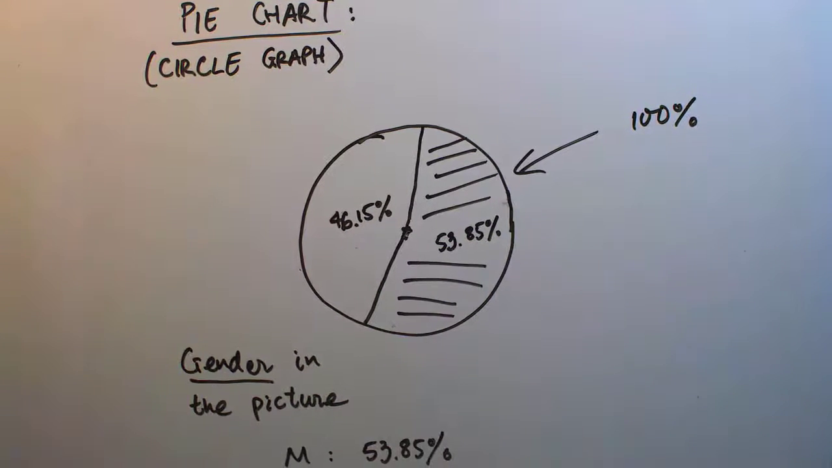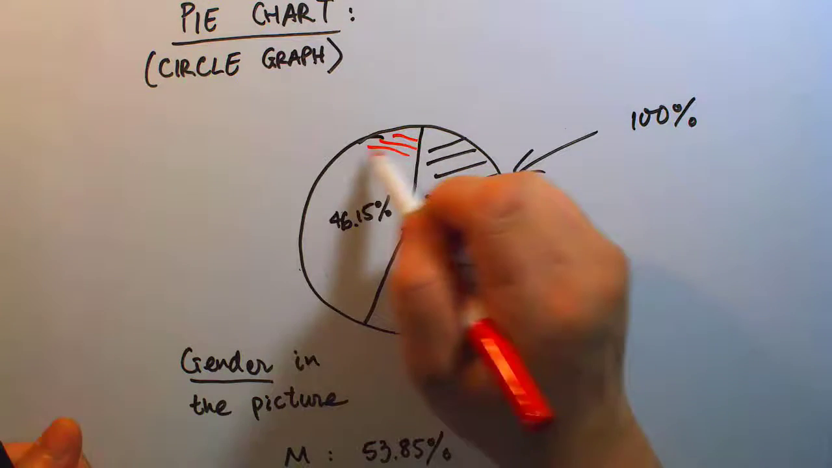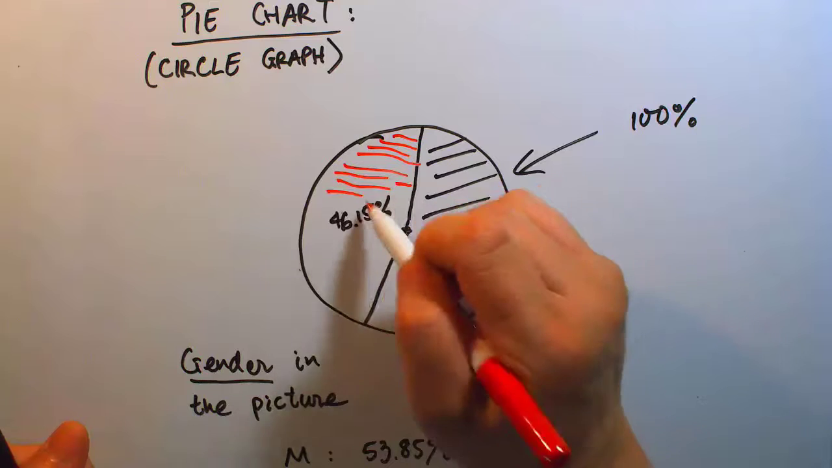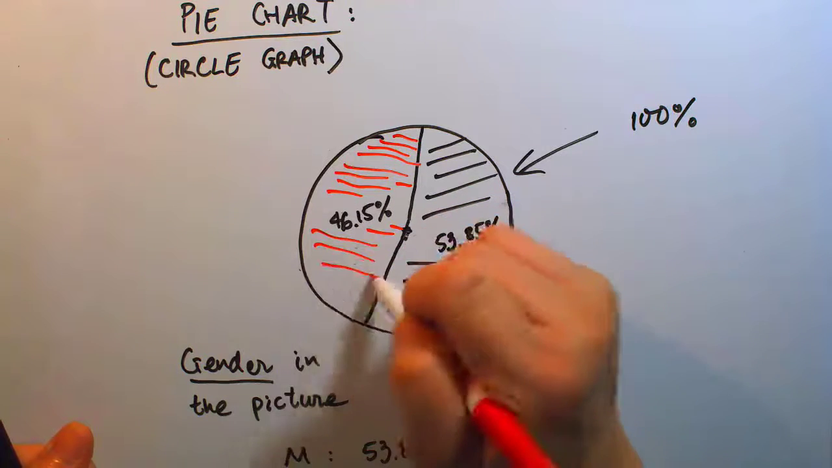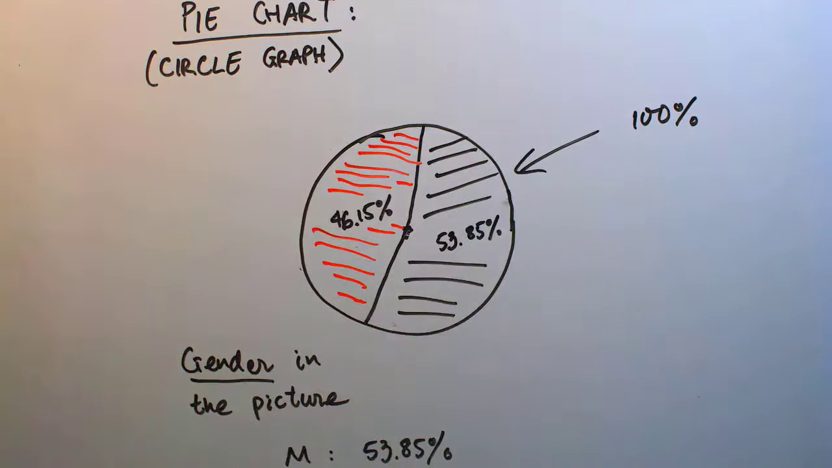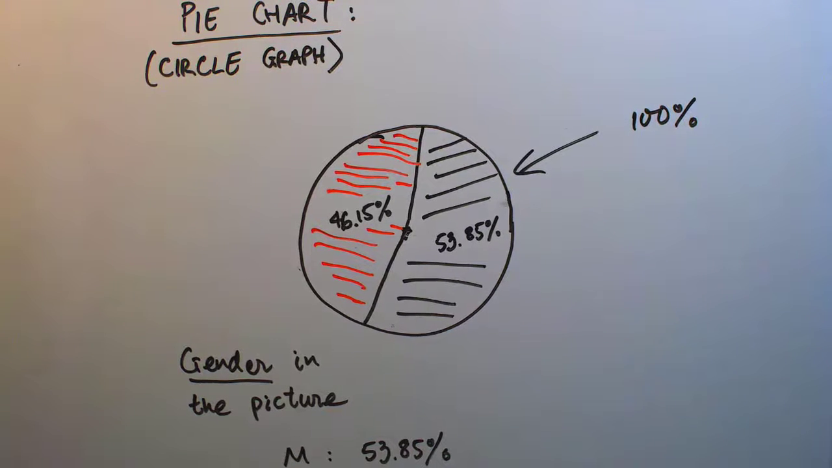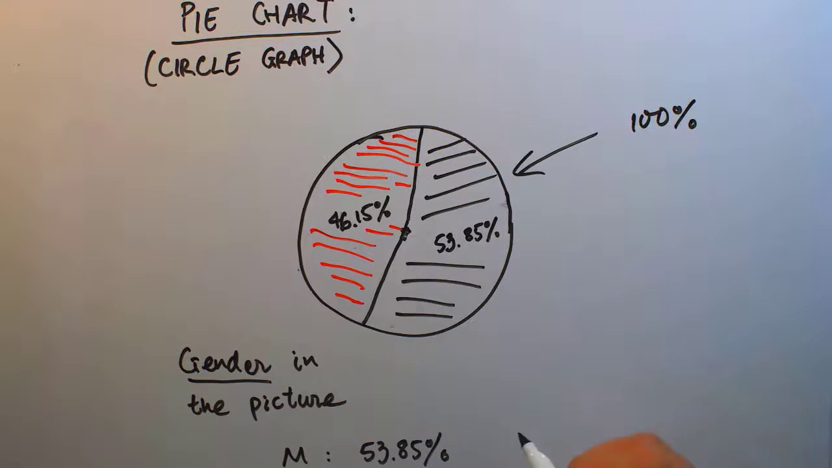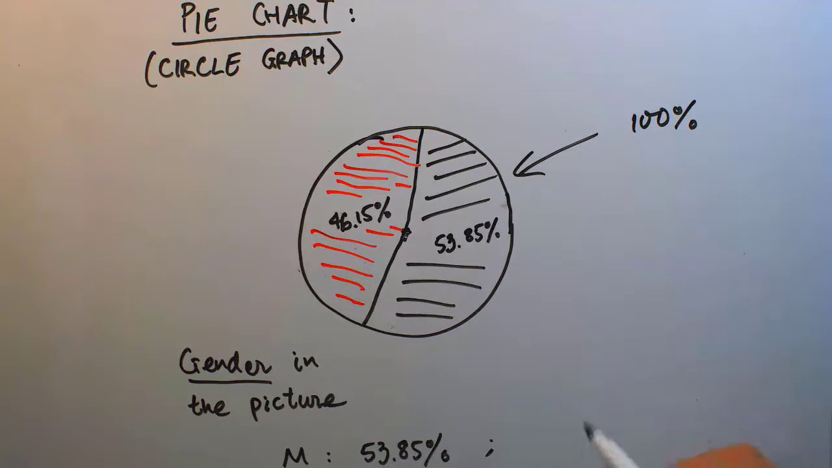And of course, I should have also color shaded this. All right. So that is the way to use a different type of graph, a chart, to represent your categorical data. And here the pie chart strictly is only for relative frequency. So female count here was 46.15.